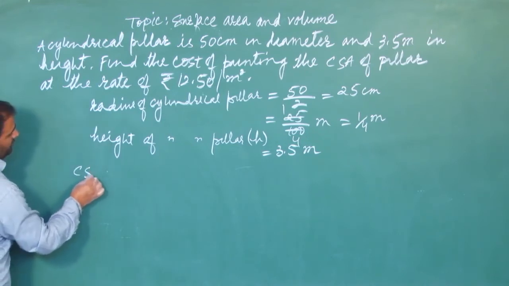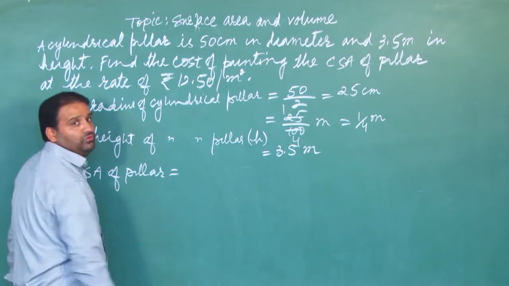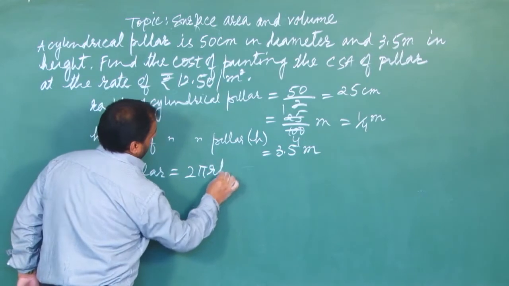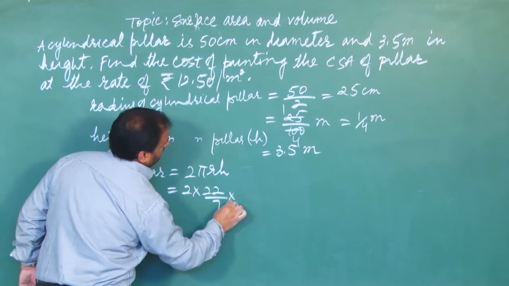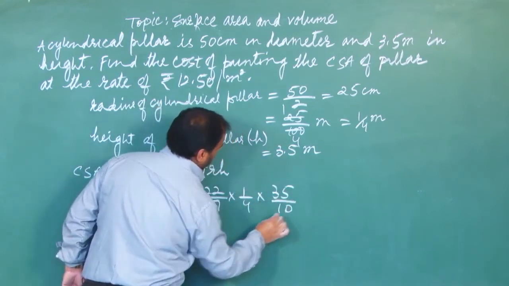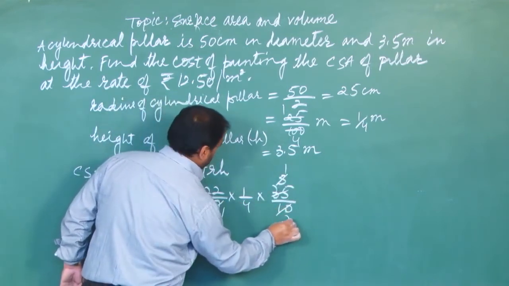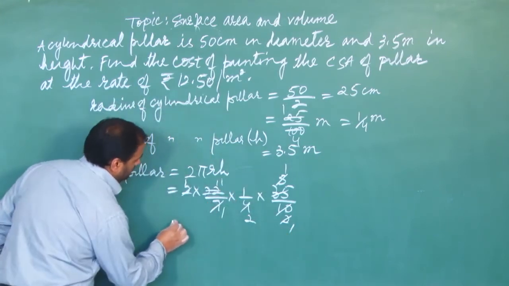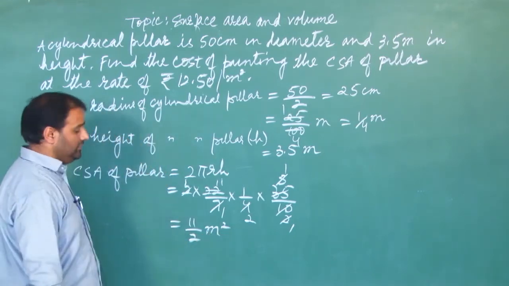So, curved surface area of the pillar is 2 pi r h. And h can be written as 35 by 10. So, you can do cancellations, and we get 11 by 2 meter square as the curved surface area of the pillar.